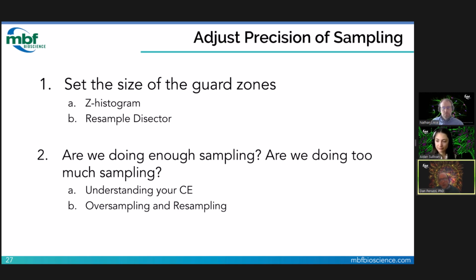Once we figure that out, we're going to look at a couple of other tools. One's called a coefficient of error, which you'll see as CE, and the other is a process called oversampling and resampling. And we're going to ask an important question: have we done enough sampling, and are we even able to do less sampling?